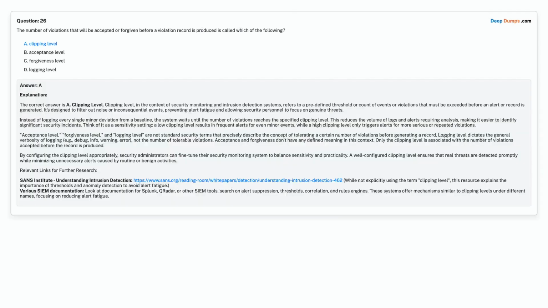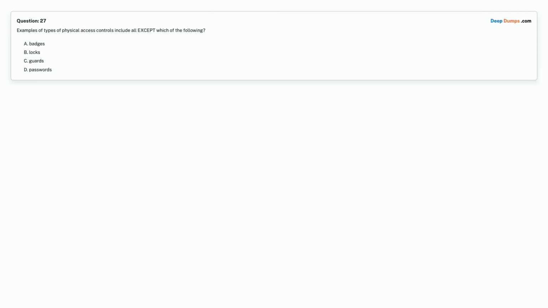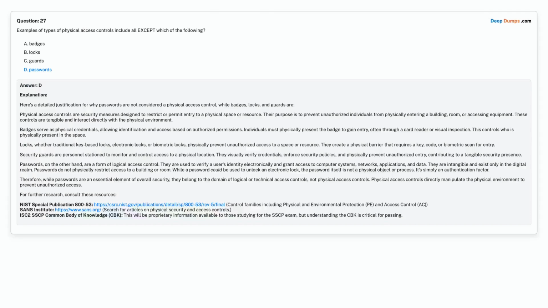Correct answer is option A, clipping level. Question 27. Examples of types of physical access controls include all except which of the following? Option A, badges. Option B, locks. Option C, guards. Option D, passwords. Choose the correct answer. Correct answer is option D, passwords.